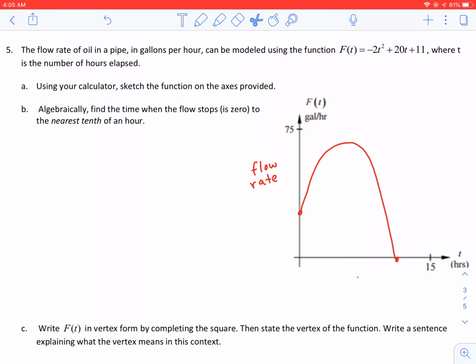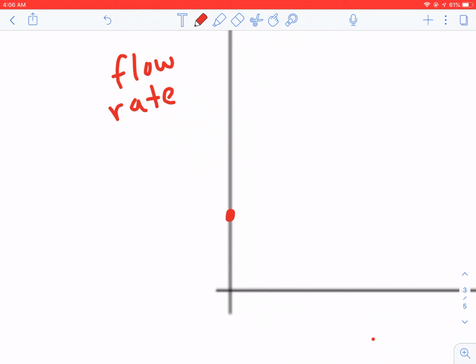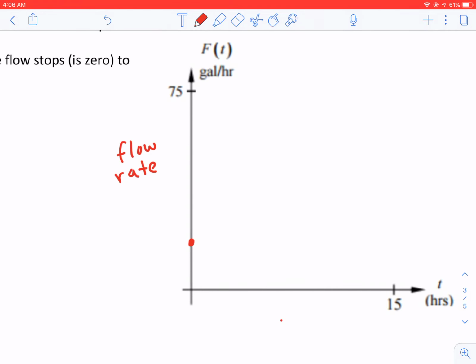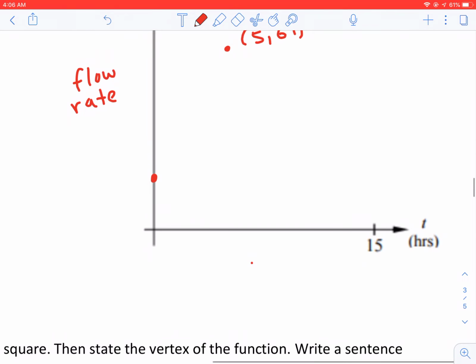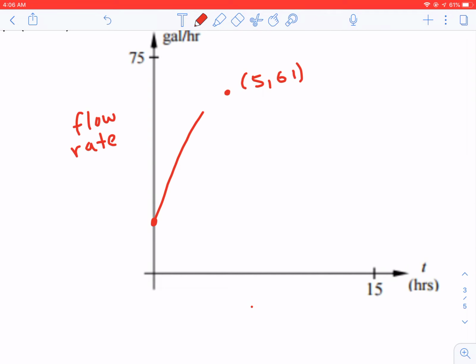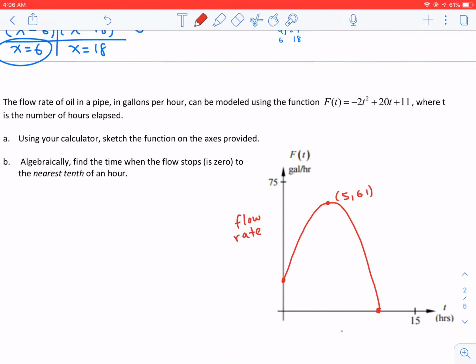Or again, just hit Control T, and actually I think I'm going to do it that way. I'm just going to plot points. So like 0, comma 11 was a point, so maybe that's over there. 1, comma 29. And you notice it maxes out at 5, comma 61. If you look at the table, that looks to be the vertex. And it reaches 0 in between 10 and 11. So the zero is something like 10 point something. So just with a couple points, you can make a good sketch of the graph.